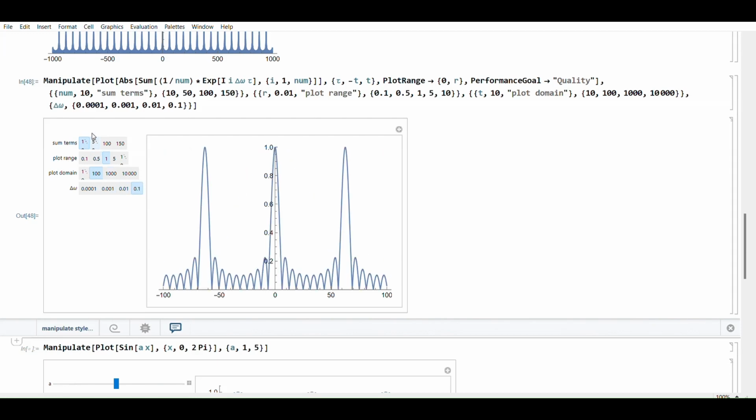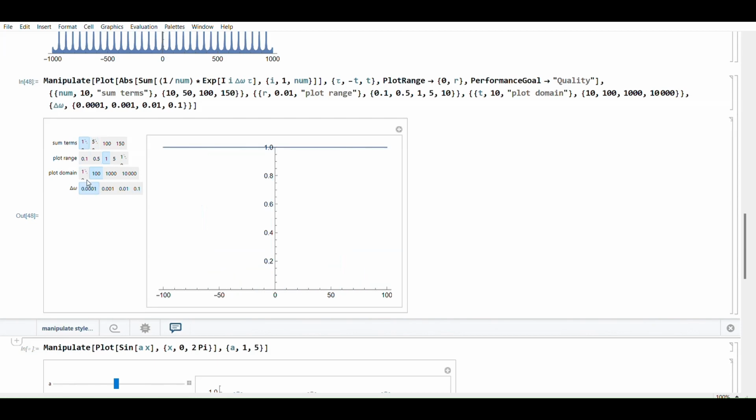Now if I keep delta omega constant and increase the number of terms, you see the width is decreasing. So whether you keep delta omega constant and increase the number of terms, or you keep the number of terms constant and increase delta omega, in both cases the width of the central peak decreases.